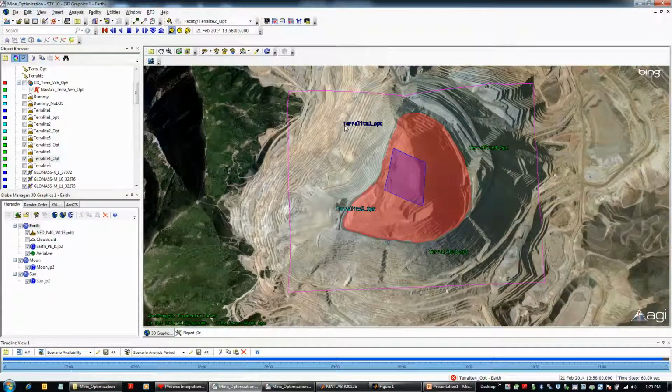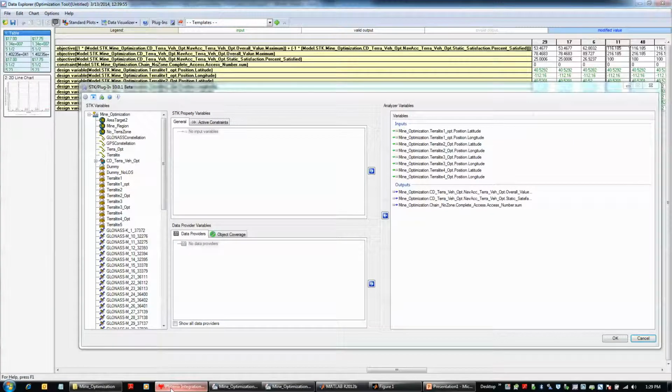And so what I'm going to do is create an optimization problem where I'm going to move all these terralites to various locations in this purple region. That means in this defined area, and STK will automatically find the ideal location. So I set up the problem using analyzer.